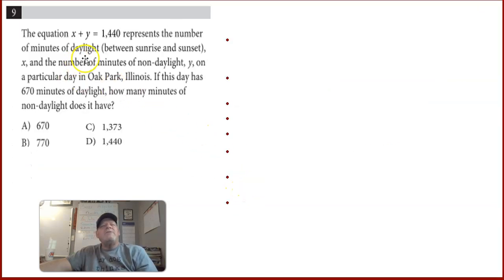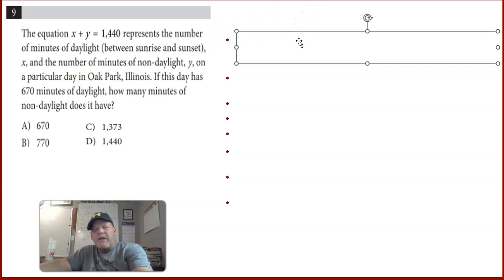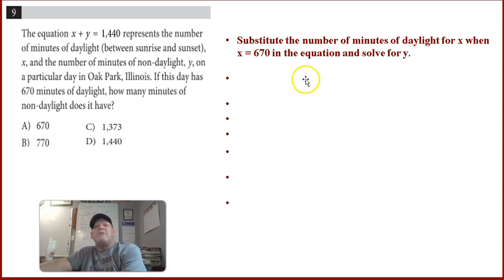Number 9, it says the equation x plus y equals 1440 represents the number of minutes of daylight between sunrise and sunset, x, and the number of minutes of non-daylight or night, y, on a particular day in Oak Park, Illinois. If this day has 670 minutes of daylight, how many minutes of non-daylight does it have? So they're just asking you to use the equation and solve it.